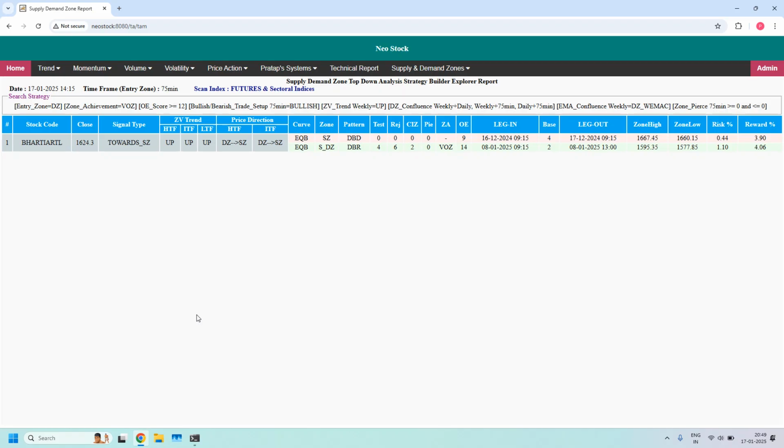It is filtered twice. It is having daily EMA confluence, and it is also having weekly EMA confluence. The 75-minute zone is part of the daily zone and also the weekly zone. And moreover, it is high probability. That's why this has had so many tests. Okay, this is about the bullish trade setup for weekly income trade.